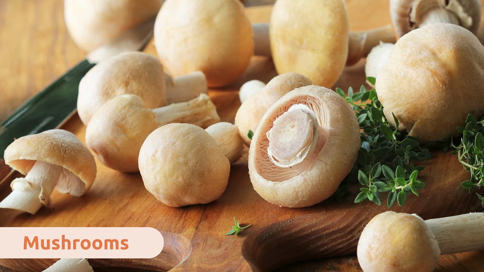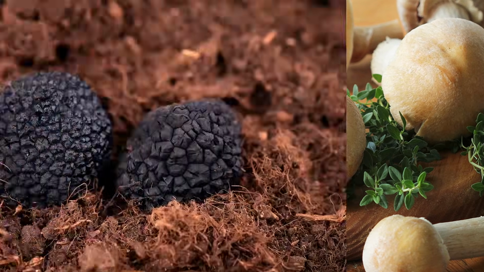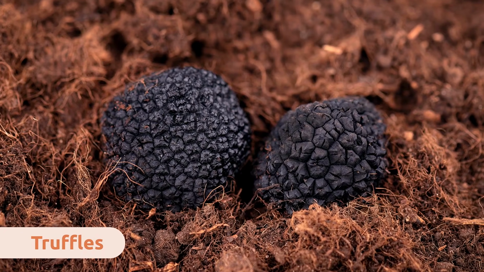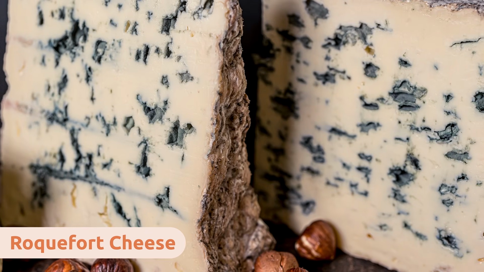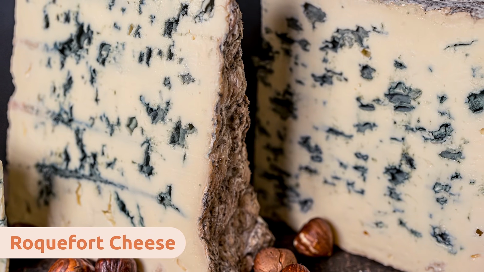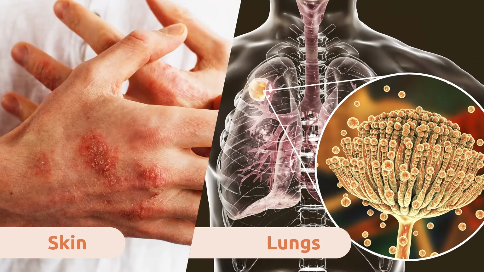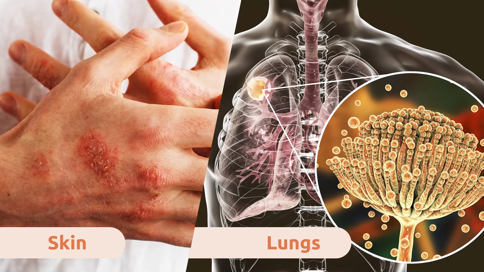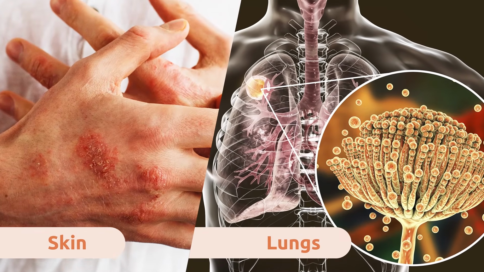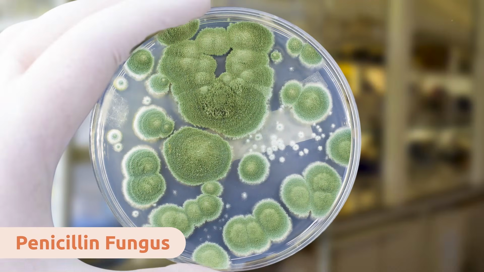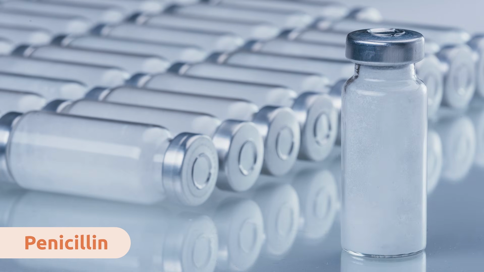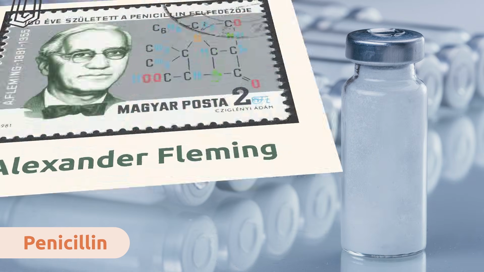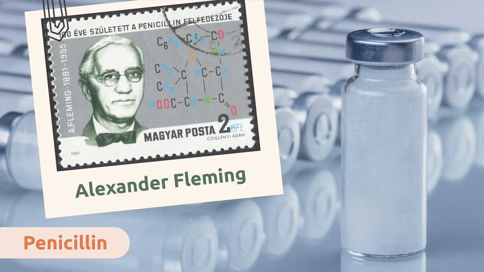Some fungi are edible and very tasty, like mushrooms or truffles. Careful, some can be toxic. There are other foods, like some types of cheeses that have fungi in them. Roquefort cheese, for example. There are some fungi harmful to our health that may cause skin or lung diseases. Some fungi produce antibiotic substances used as medicines to fight bacterial infections. One of the most well-known and widely used antibiotics is penicillin. This antibiotic was discovered by Alexander Fleming in the 20th century.